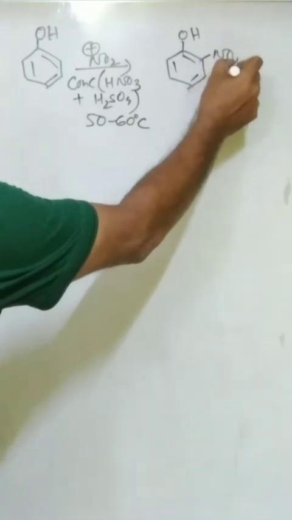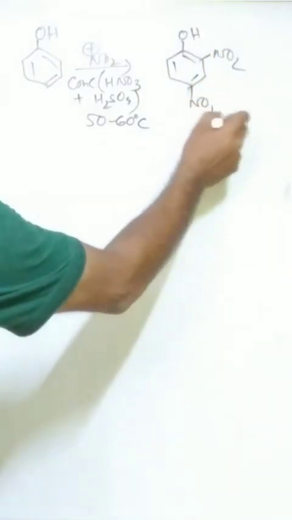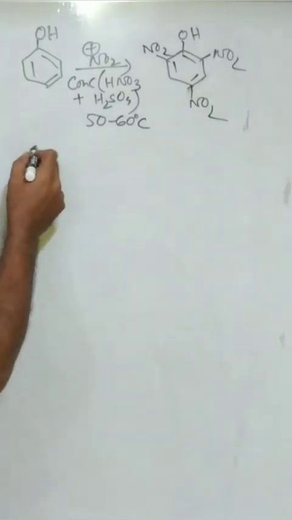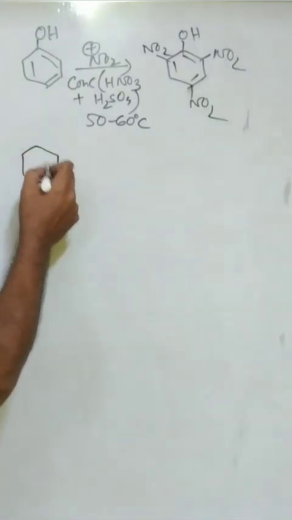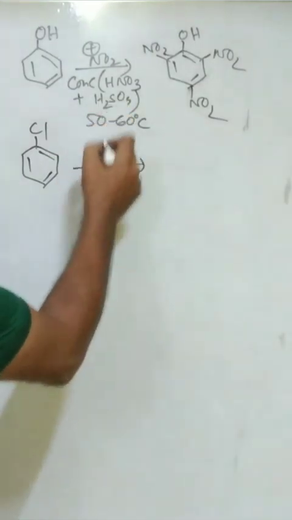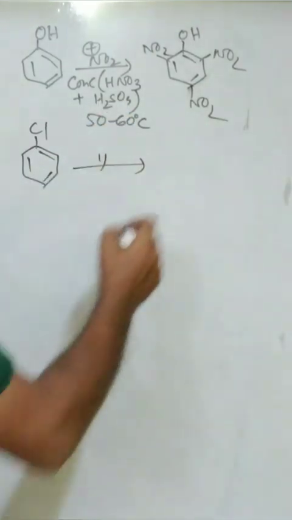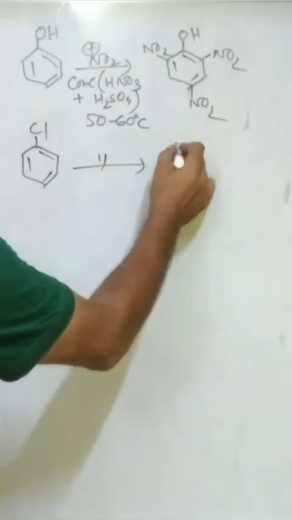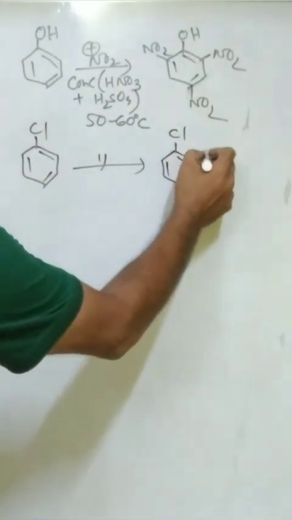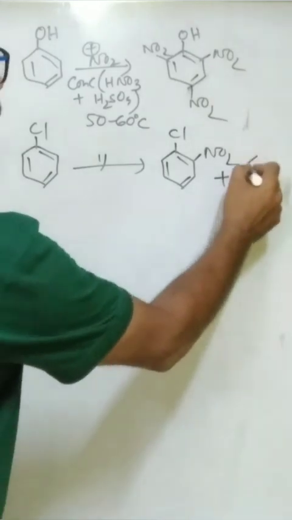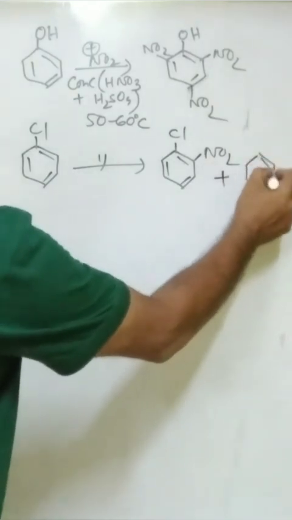2,4,6-trinitrophenol. But if we nitrate chlorobenzene with the same nitrating agent, the compound formed is a mixture of ortho-nitrochlorobenzene plus para-nitrochlorobenzene.